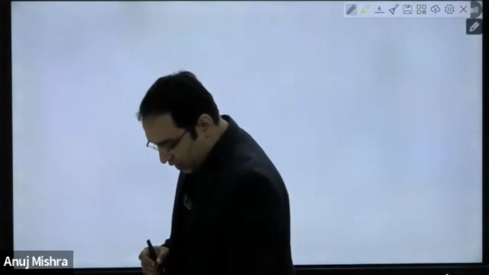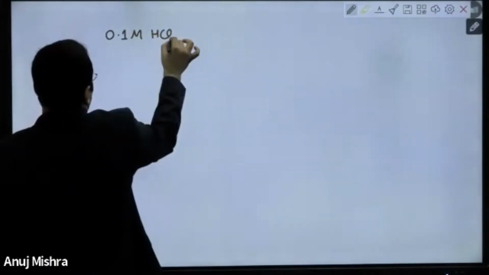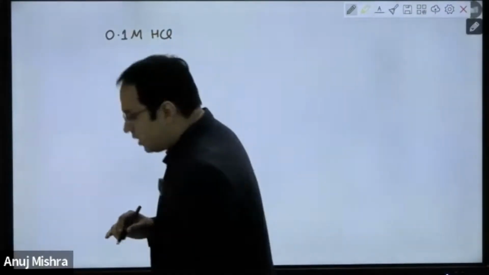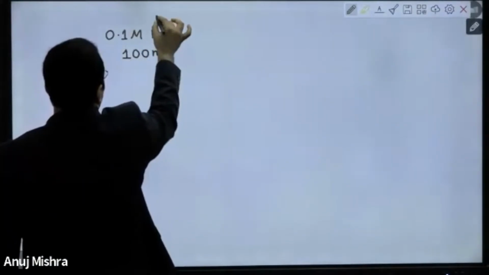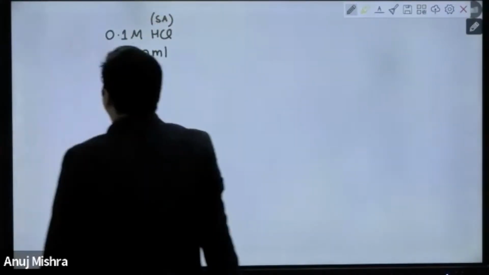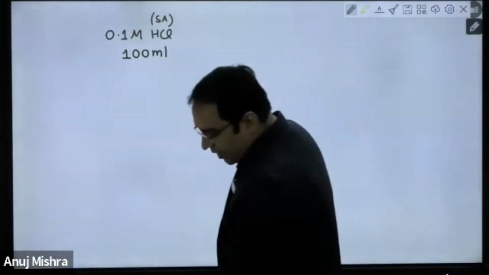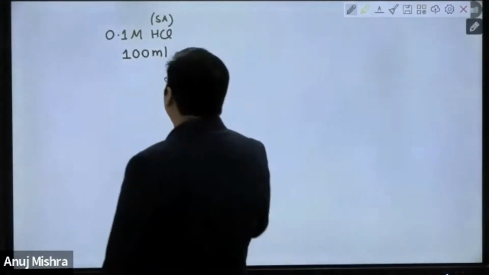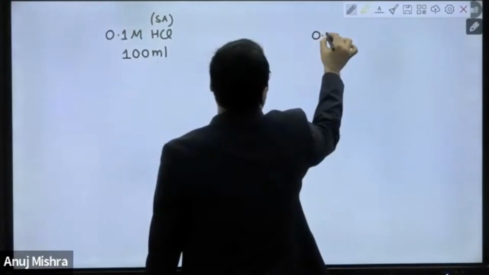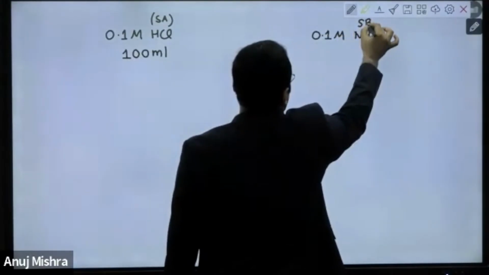So take a question. 0.1 molar HCl, 100 ml. HCl is a strong acid, all of us know. 0.1 molar HCl, 100 ml is given to you. And you're reacting this with sodium hydroxide, NaOH, which is a strong base.